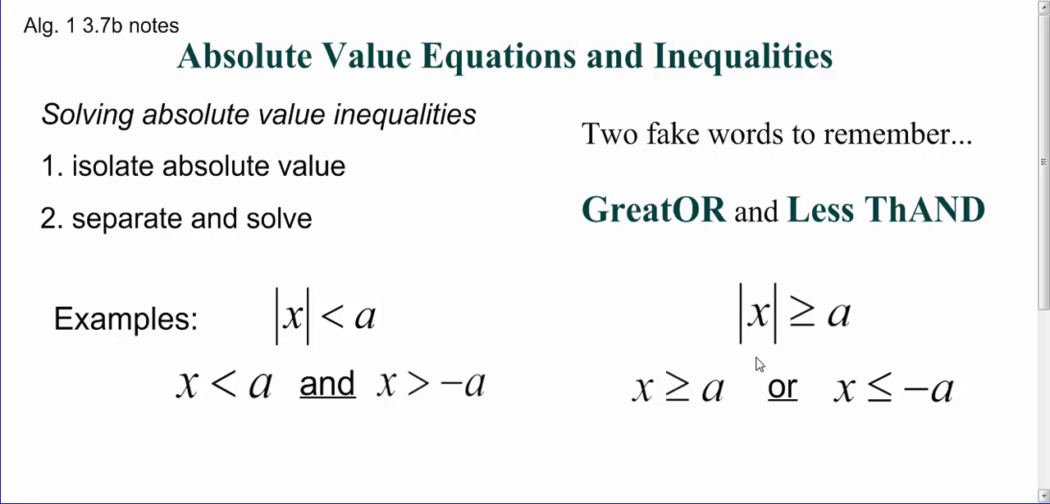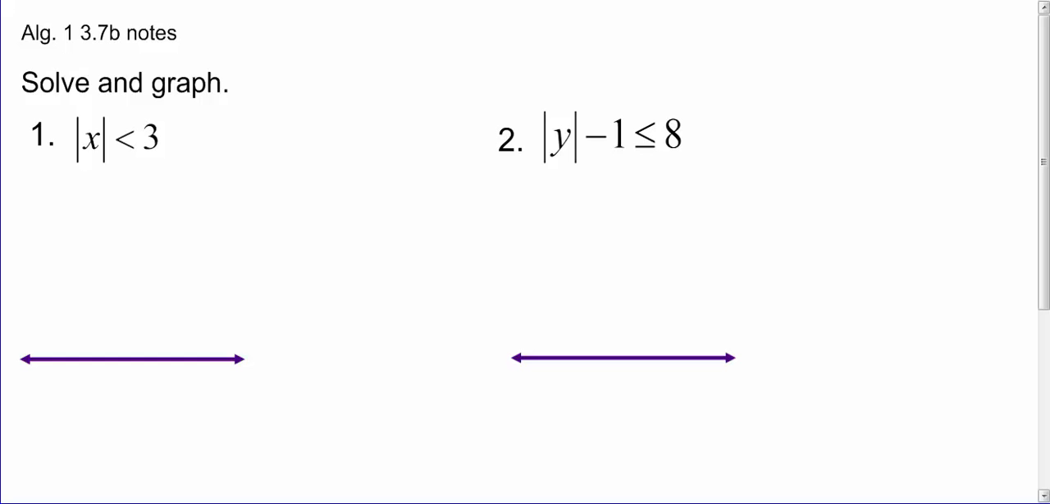In this second example, it's the absolute value of x is greater than or equal to a, and emphasis on the word or and greater. So x is greater than or equal to a, or x is less than or equal to negative a. So the word and comes from less than, the word or from greater. We'll keep those two things in mind, even though they're obviously made up words.